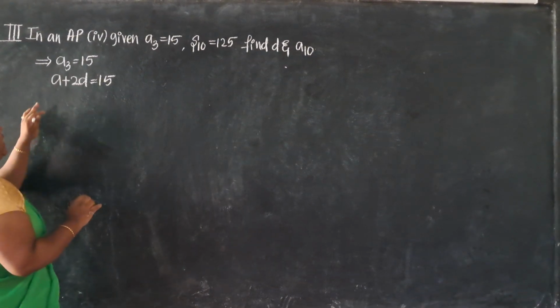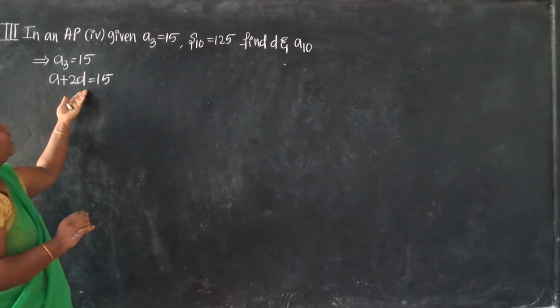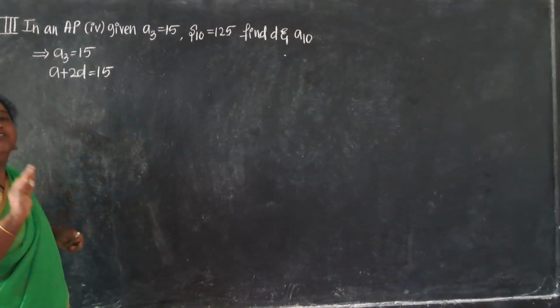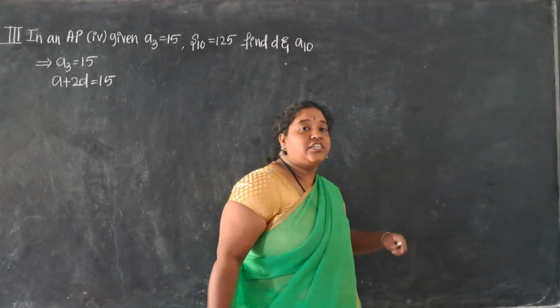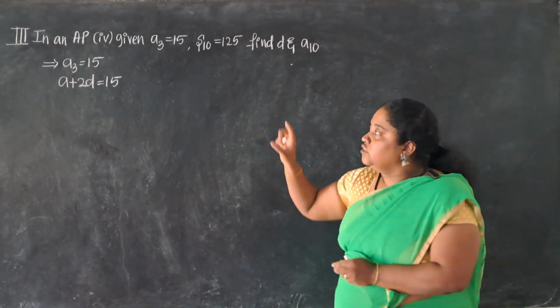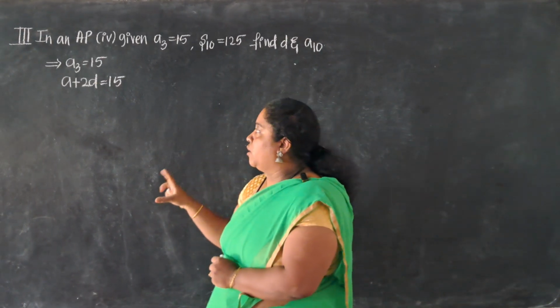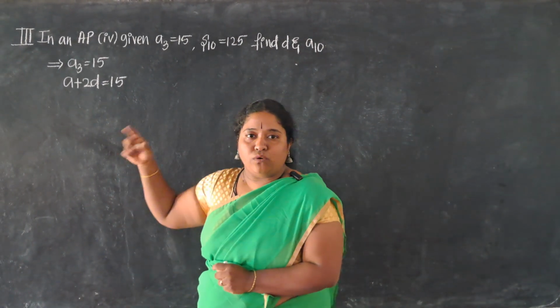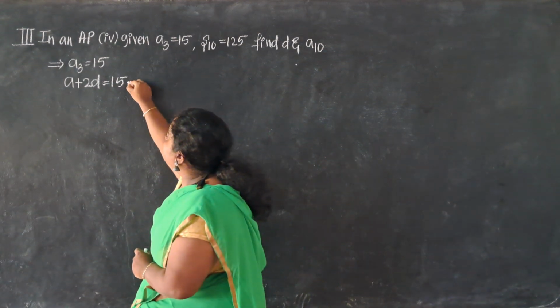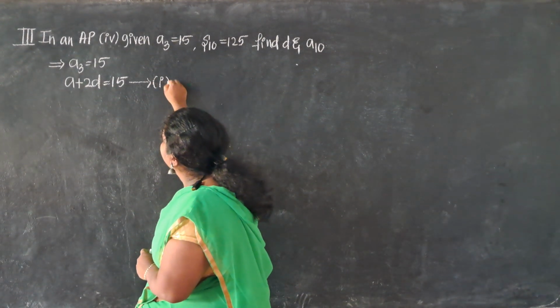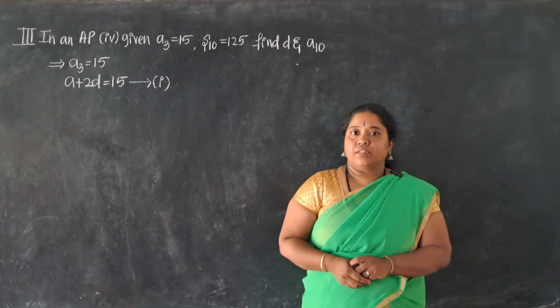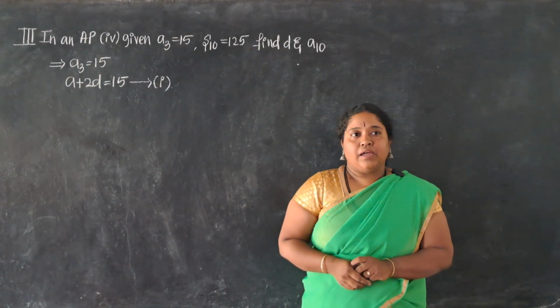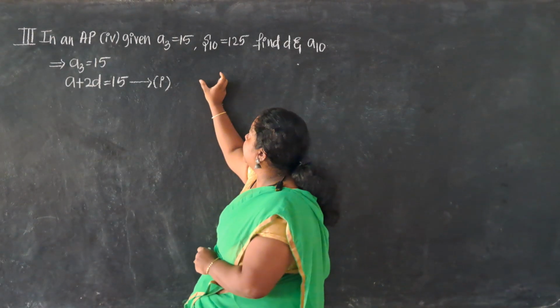Now, I don't have A, I don't have D. Nothing has been provided. So I'll solve the question in the equation manner. Without any information, I don't even have A or D, so I will keep A plus 2D is equal to 15 as equation 1. Next, I will go to the second one.